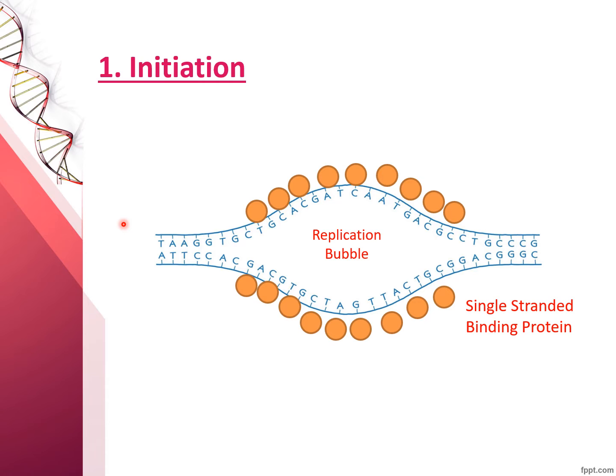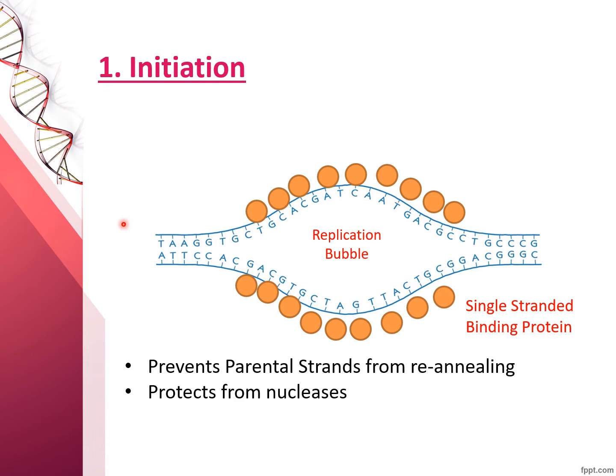What is the purpose of this single-stranded binding protein? One of the functions is that it prevents the parental strands from reannealing or reconnecting with one another, and they act as a barrier and protect the parental strands from enzymes that want to break the phosphodiester bonds, called nucleases. Once you form the replication bubble, you form the two ends here. And these two ends that look like a Y are the replication fork.